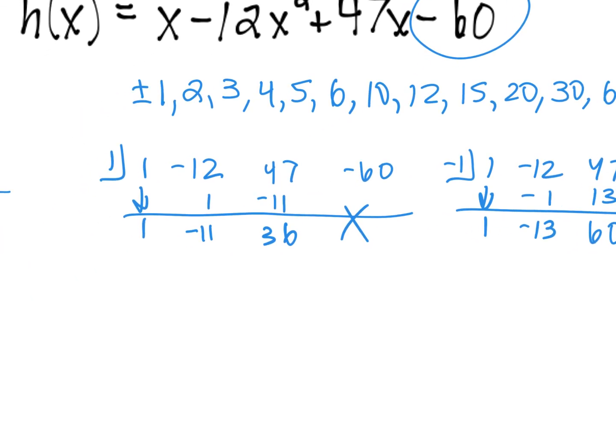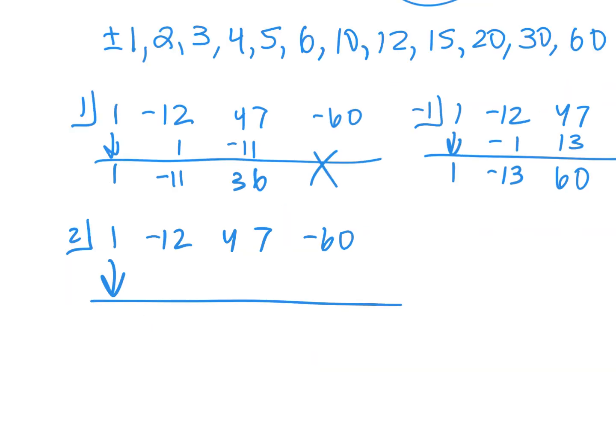Okay. Let's go to 2. 1, negative 12, 47, negative 60. 1 times 2 is 2. Negative 12 and 2 is negative 10. Negative 10 and 2 is negative 20. 47 and negative 20, 27. Is this going to work? Okay.